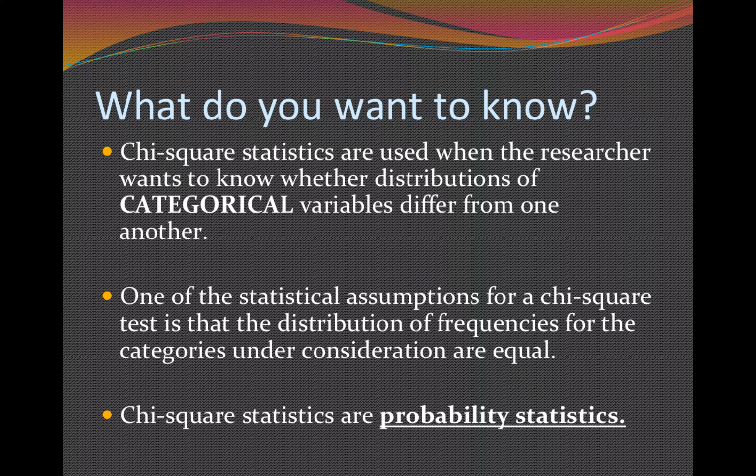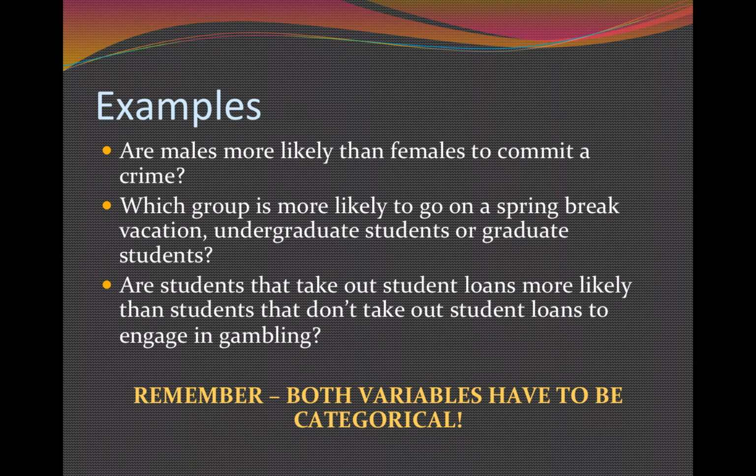Okay, so you use chi-squares when you're wanting to know if something is more likely than something else to happen. So you're usually comparing variables that have two different categories. Males and females are common. People are always wanting to know, are males more likely than females to do anything, or the other way around. The same with undergraduate or graduate students.